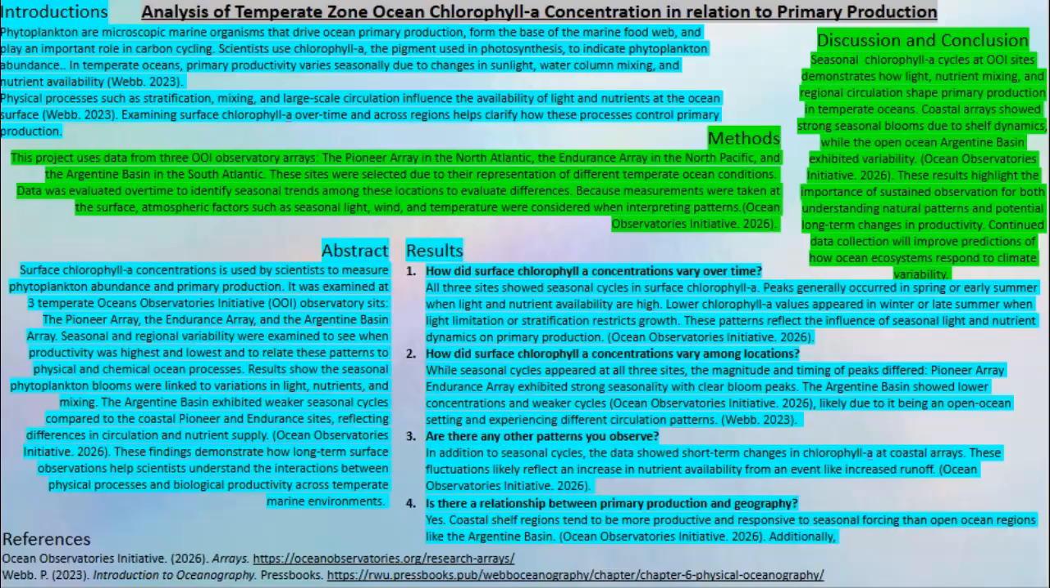Beyond seasonal trends, the coastal arrays showed short-term fluctuations in chlorophyll A. These rapid changes likely reflect episodic events such as storms, runoff, or enhanced mixing that temporarily increased nutrient availability. These short-term variations were much less pronounced in the Argentine Basin, reinforcing that coastal systems are more dynamic and responsive than open ocean regions.